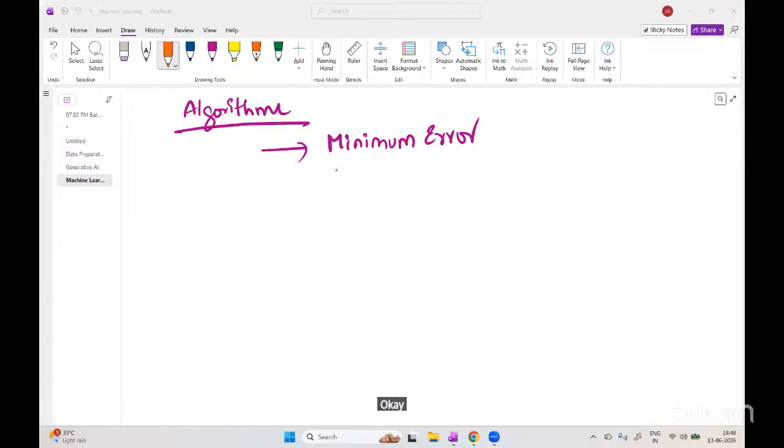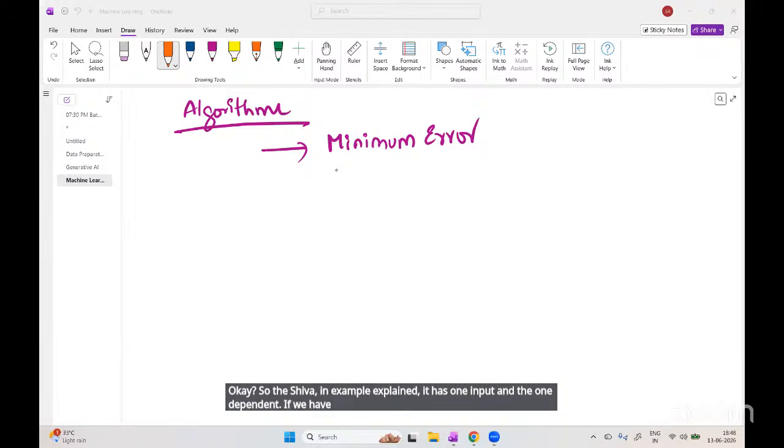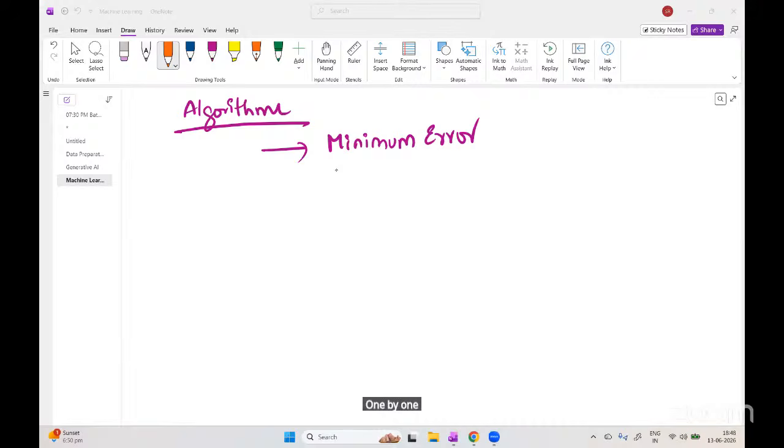Okay. Sudha, Shiva, in the example explained, it has one input and one dependent variable. If you have multiple inputs, the equation will have the variable x for every input, one by one. So here, Sudha, we are going to discuss one by one in sequential order.